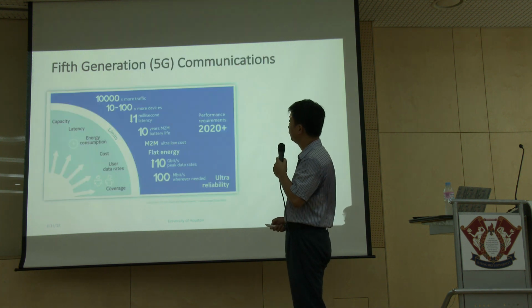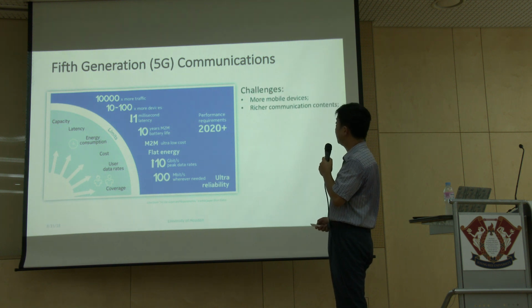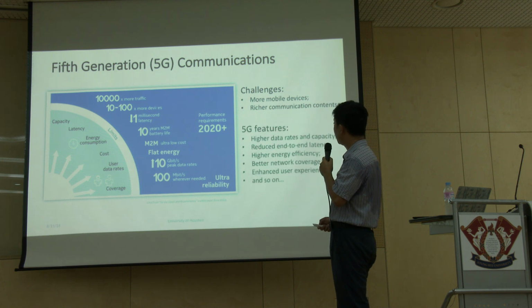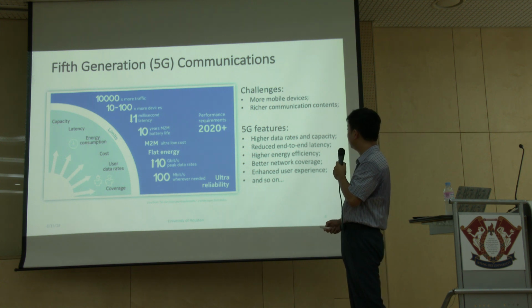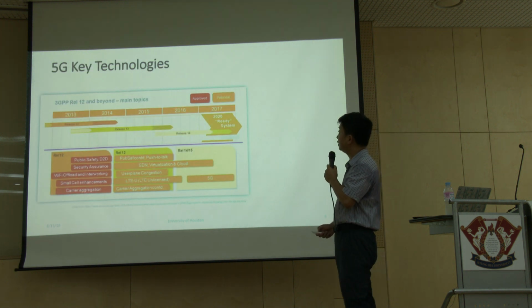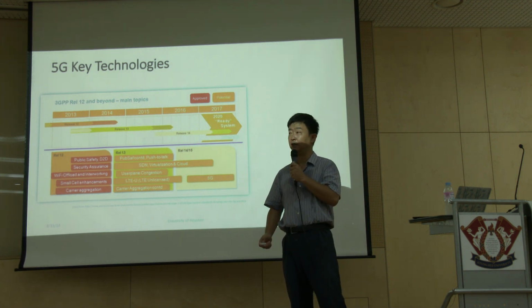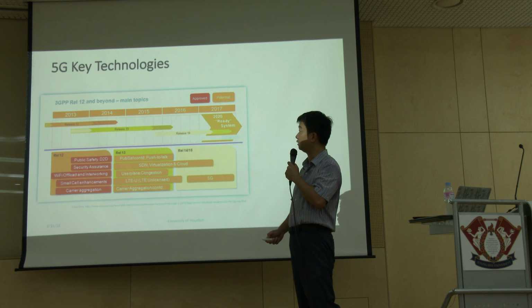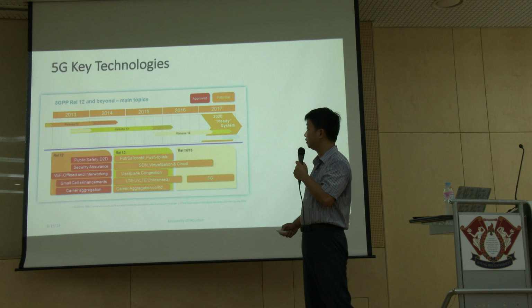First, for future network and for 5G network, they need a lot of devices and rich communication content. For 5G, they need high data rate, capacity, reduced end-to-end latency, high energy efficiency, better network coverage, and enhanced user experience. So 5G technology, unlike 2G, 3G, and 4G, is a distinct kind of technology. In 5G, it's more like a buffet.